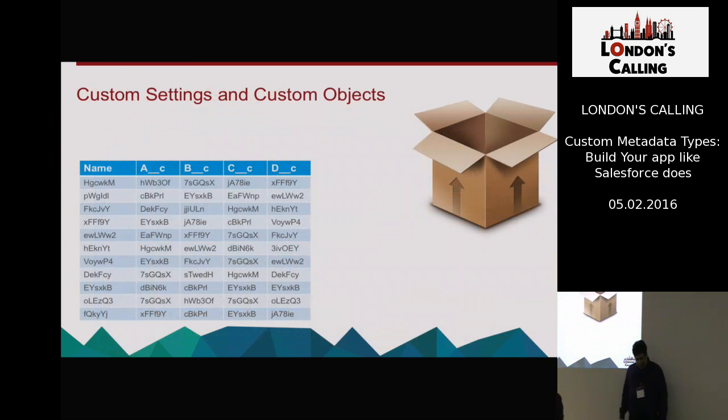So before custom metadata types rolled around, what a lot of people did when they needed custom types of configuration objects is they used either custom settings, in particular list custom settings. Hierarchical custom settings are a little bit different because they're on a per-user level. Or they used regular custom objects, saying, well, okay, the admins are going to be the ones creating records of these objects because they're going to determine things like application flow.